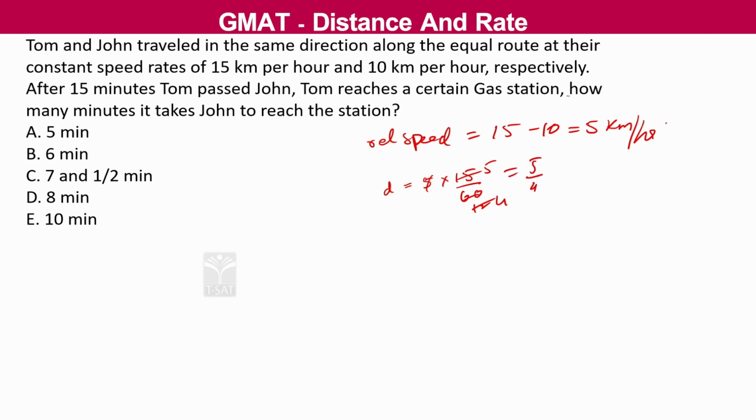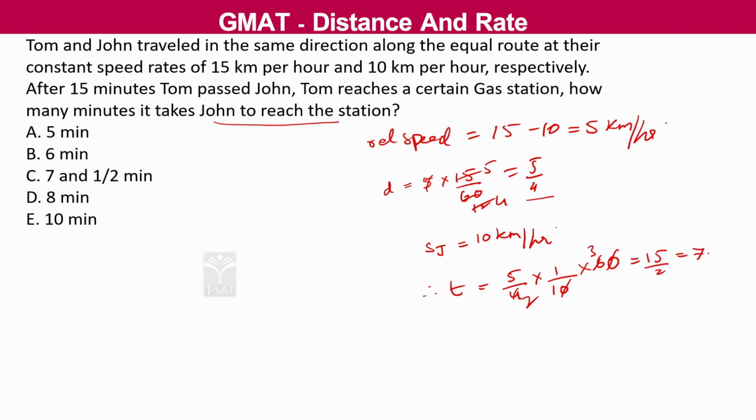Now Tom is passing John, so how much time will it take John to reach the station? The speed of John is equal to 10 kilometers per hour, and the distance he needs to cover is 5 by 4. Therefore, time is equal to distance, that is 5 by 4, divided by the speed, that is 10. We need to check it in minutes. The answer options are in minutes. So, you multiply this by 60 to get 15 by 2, which is equal to 7.5 minutes. The answer is option C. It takes him 7.5 minutes.